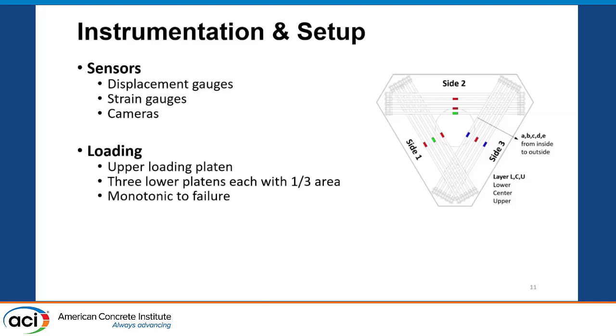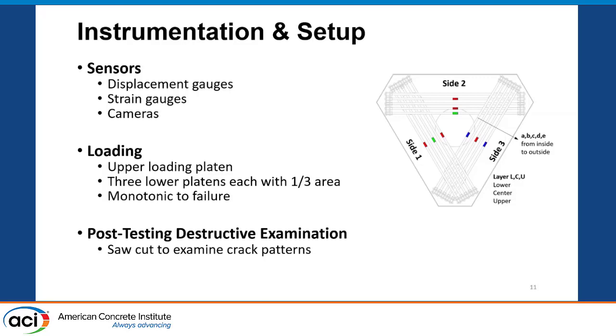Loading, so there was an upper loading platen, and it was reacted by 3 lower loading platens. The upper loading platen was either 200, 400, or 800 millimeters in diameter, and the 3 lower platens were each 1/3 the area, such that the bearing stresses would be the same with the upper and lower. And we loaded these monotonically to failure.